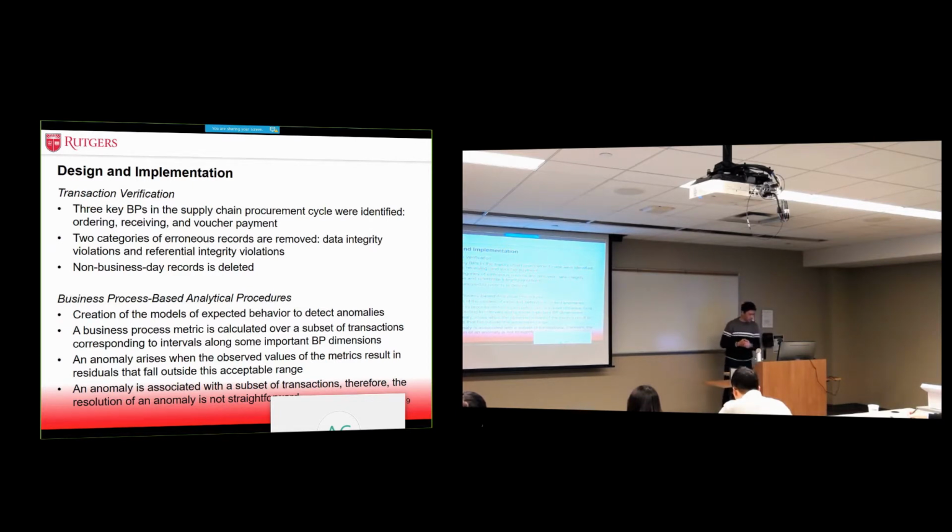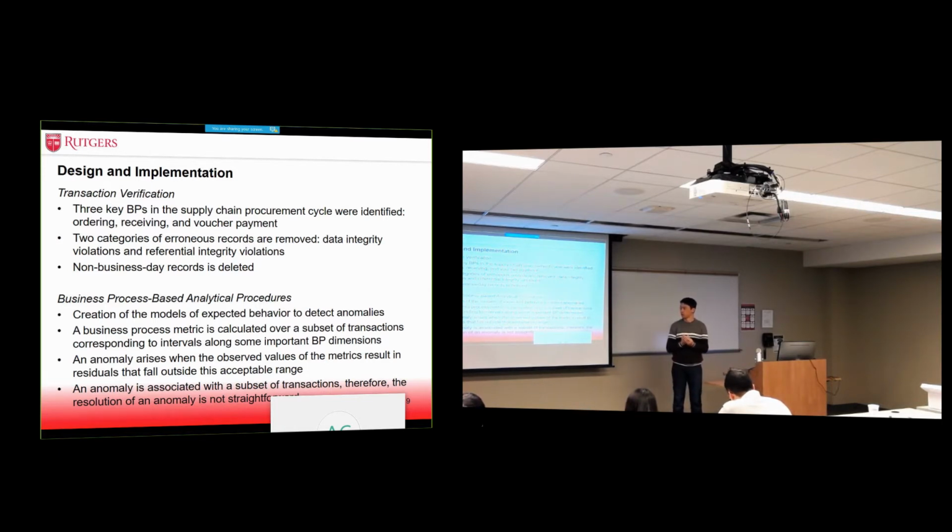The next part is the analytical part. Several models were created to detect anomalies. The business process metric is calculated over a subset of transactions corresponding to intervals along some important business process dimensions. Anomalies arise when observed values of metrics result in residuals that fall outside of the acceptable range, and anomalies are associated with the subset of transactions.